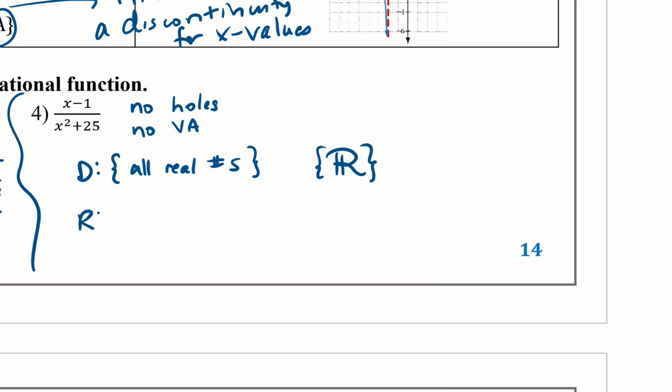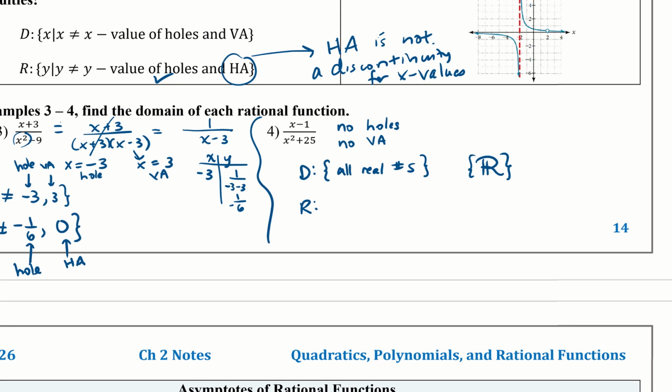Now for the range, I need to exclude any y values of any holes in the graph, but I don't have any. I just need to be thinking about the horizontal asymptote. Well, the horizontal asymptote, anytime the degree is larger on the denominator, is y equals 0.